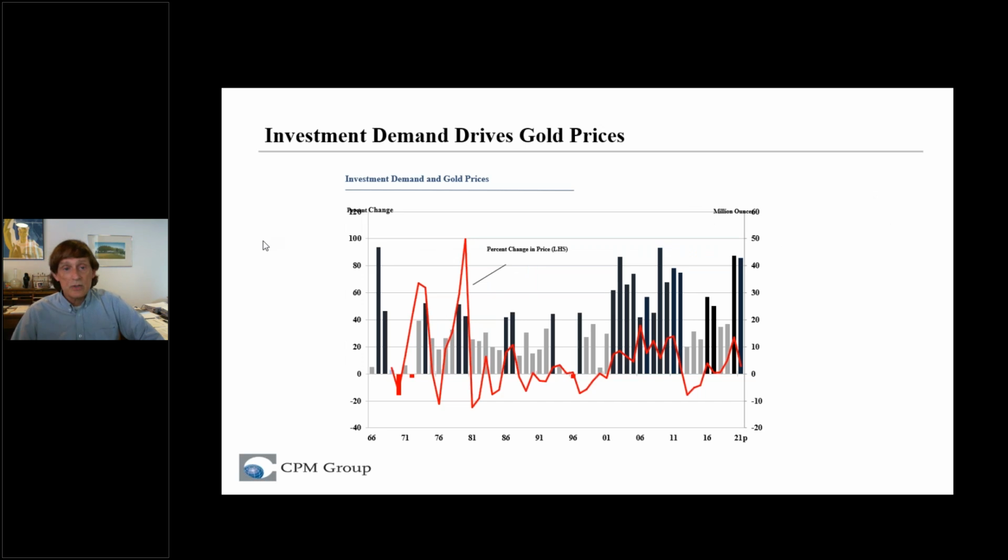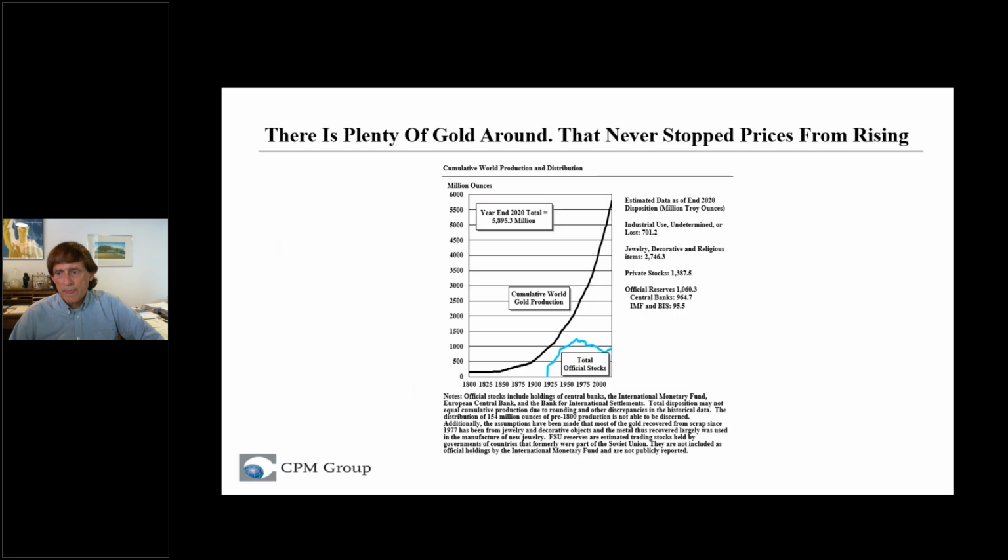And again, these charts are from our gold yearbook from March. So we have investment demand in 2021 a little bit higher than it probably will turn out to be, and that will be compensated for by lower prices.